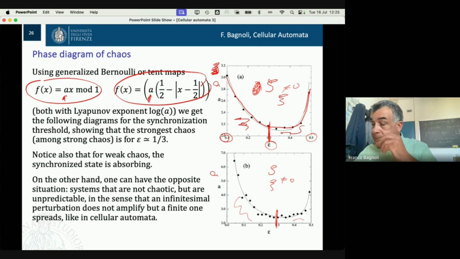And you see that actually the non-synchronized state survives for small values of A, so for low chaoticity. Essentially, lambda is a log of A. The Lyapunov exponent is a log of this slope, for when the coupling is near to 1/3.